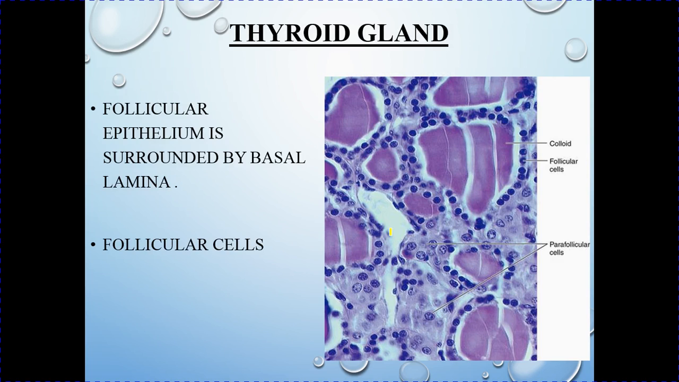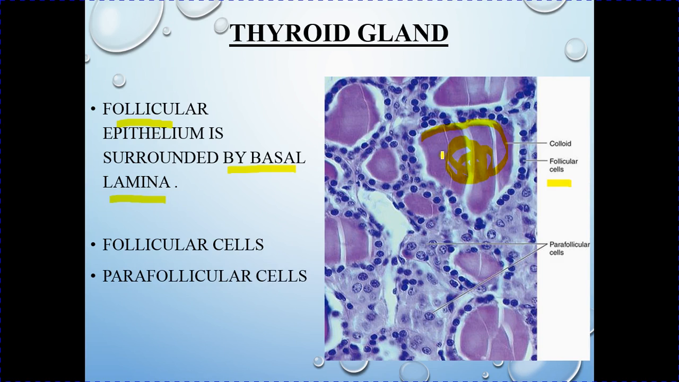So when you look at these thyroid follicles on a higher magnification, you will find that the follicular epithelium is surrounded by a thin basal lamina. We all know that the epithelium always rests on a basement membrane. Now in this image you can see that this is the colloid material. This is the internal central cavity filled with a glue-like colloid material, and it is surrounded by simple cuboidal epithelium which is resting on basement membrane. These cells are called follicular cells. These simple cuboidal cells lining the colloid are called follicular cells.